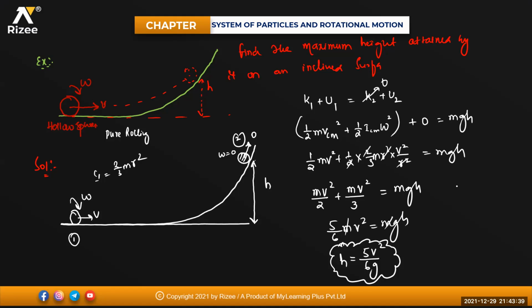VCM is equal to how much for pure rolling? VCM is equal to r omega. So that is the reason omega will be equal to how much? V by r. That is the reason in the place of omega I have written v square by r square. So everywhere mv square will get cancelled. It is mv square by 2 plus mv square by 2 is equal to mgh. M and m will get cancelled. 5 by 6 v square is equal to gh. So h is equal to 5v square divided by 6g. Clear for everyone?